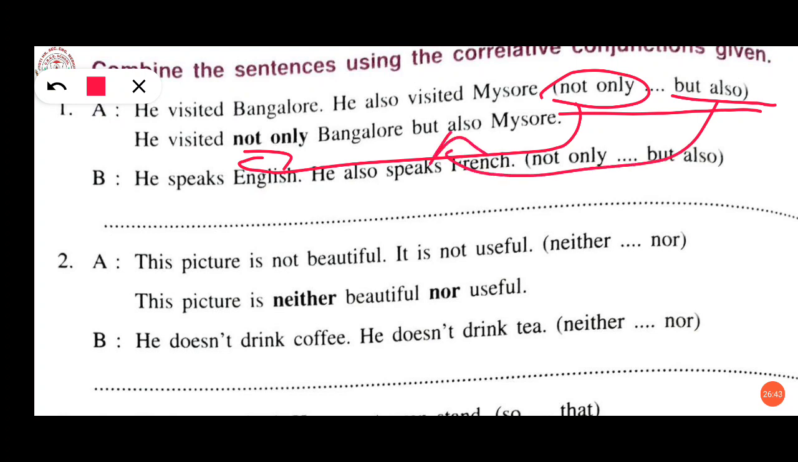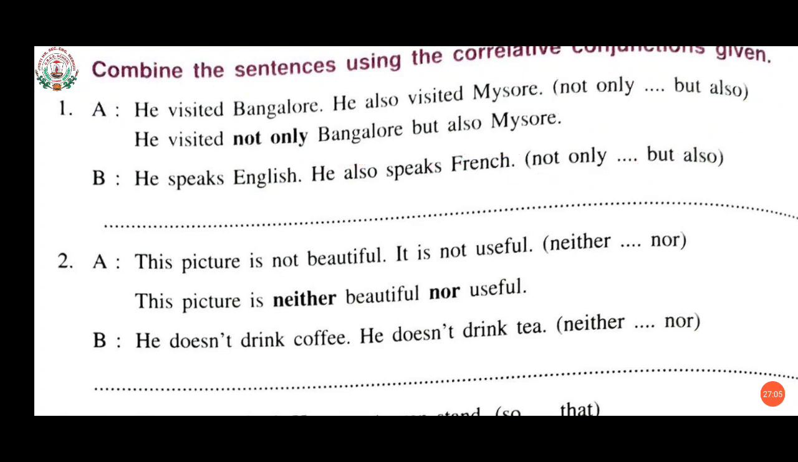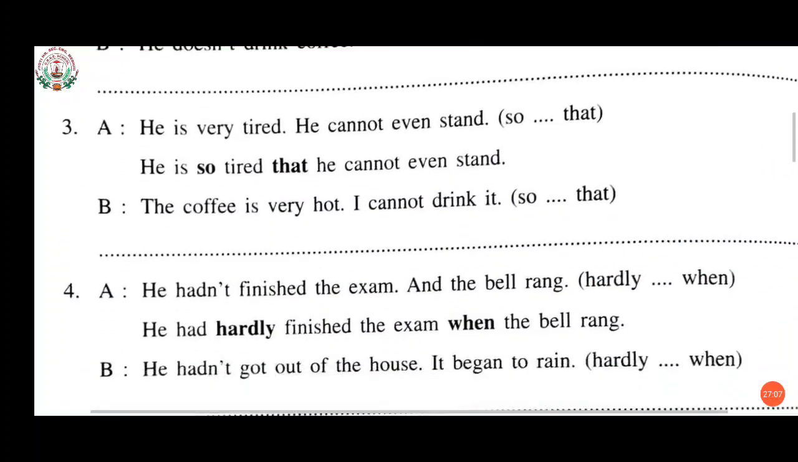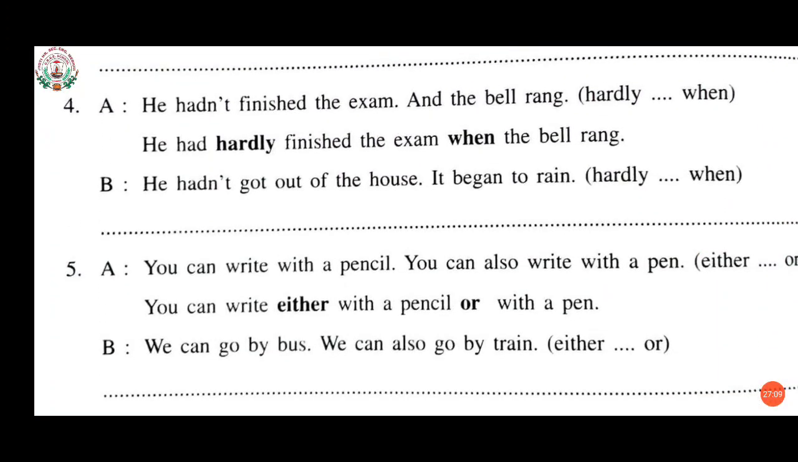Likewise B: he speaks English, he also speaks French, and in the bracket it is given not only but also, and we have to use it and complete this sentence. So, he speaks not only English but also French. Likewise, we have to do all these. That is still question number 6.